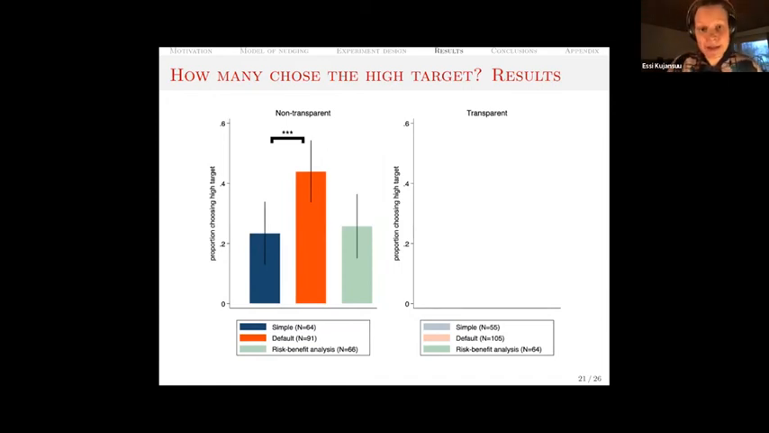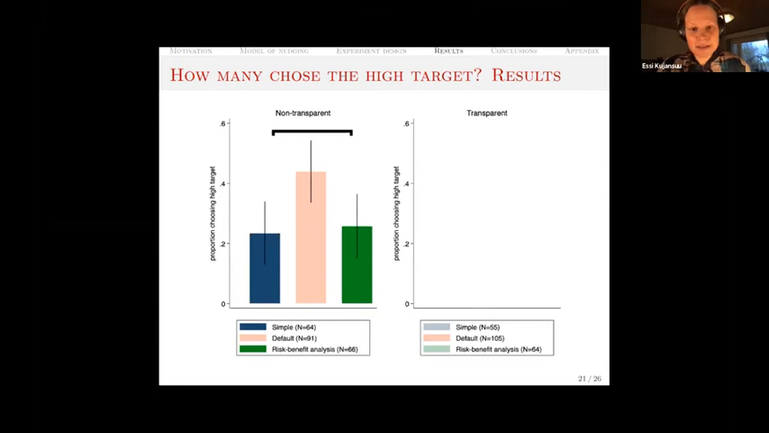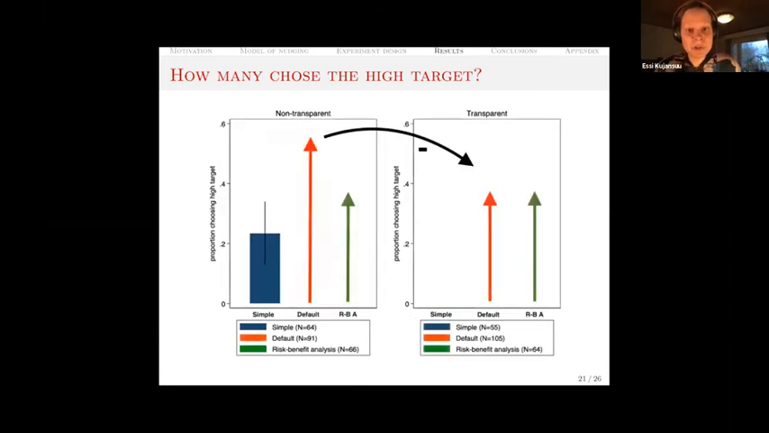And what we get, first of all, is that the default does have a significant effect on the choice, increasing it as expected. The risk-benefit analysis nudge does not have an impact on the mean. I will maybe have time later to show how it's still having an effect on people's choices. It's just that the mean effect is close to 0. What does transparency do?